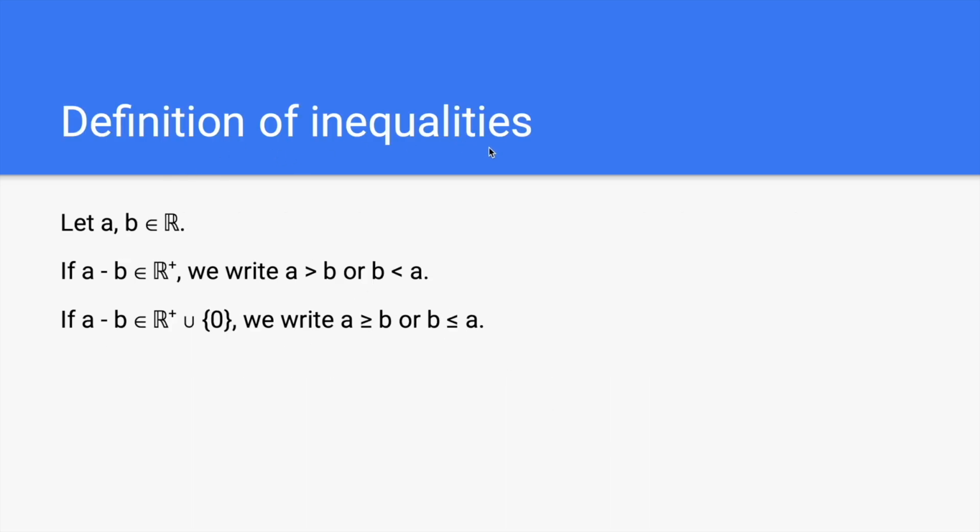Definition of inequalities. Let a, b belong to R. If a minus b is positive, we write a is larger than b or b is smaller than a. If a minus b belongs to R plus union the set containing 0, we write a is greater than or equal to b or b is less than or equal to a.